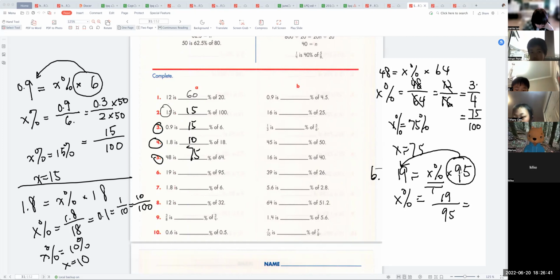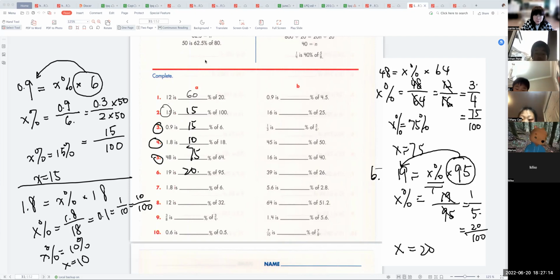So this one equals what? So divided by 19, this one equals 1 over 5, okay? So equals 20 over 100. So X equals what? 20. Get it?